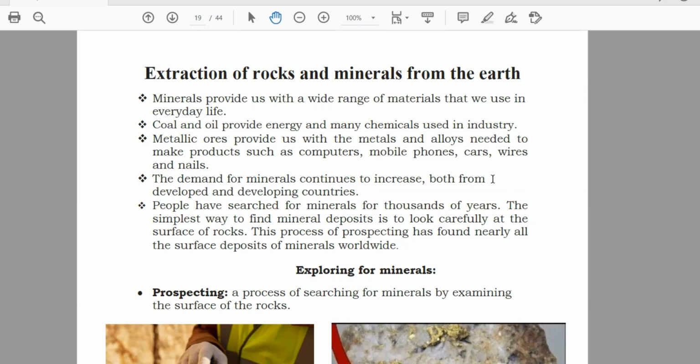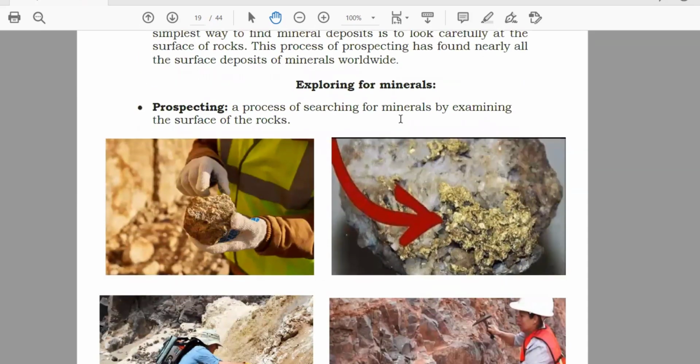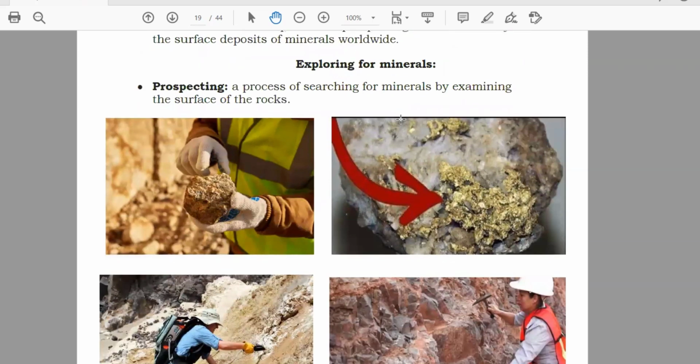So for that, first of all, what are the steps? You have to explore the minerals. You have to find the minerals. The first technique which is used to find the minerals is known as prospecting. Prospecting, what does it mean?